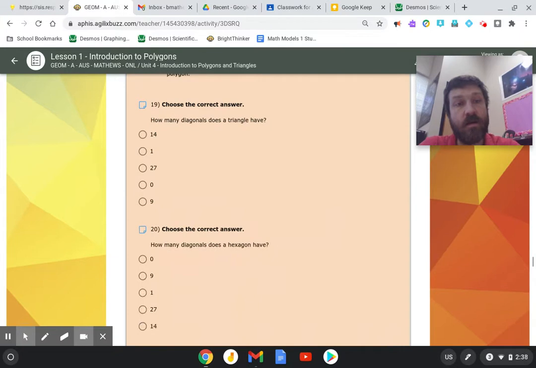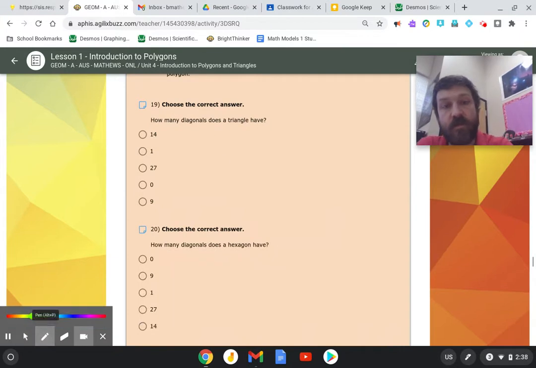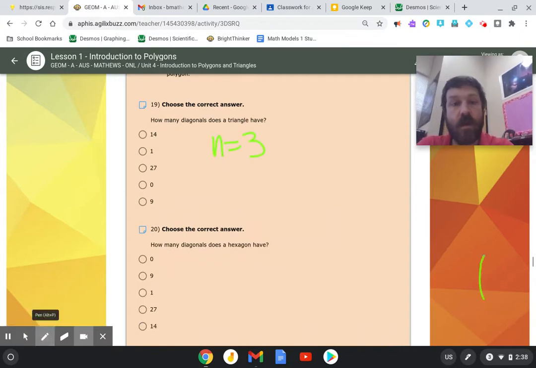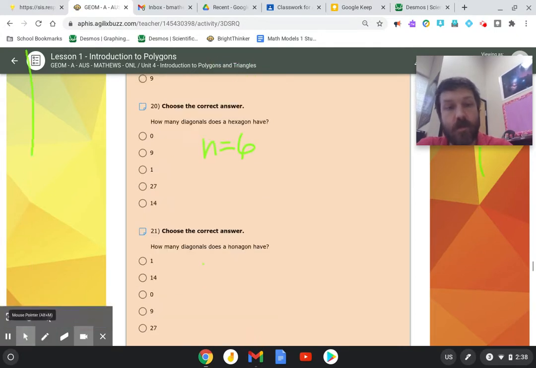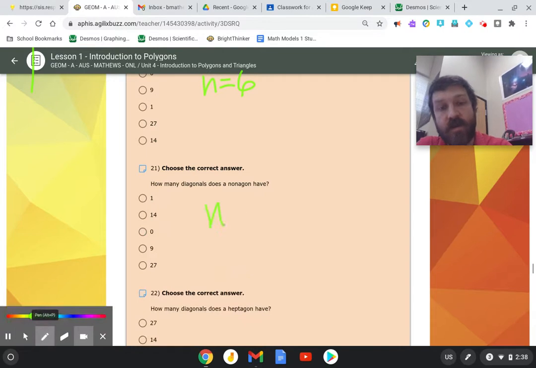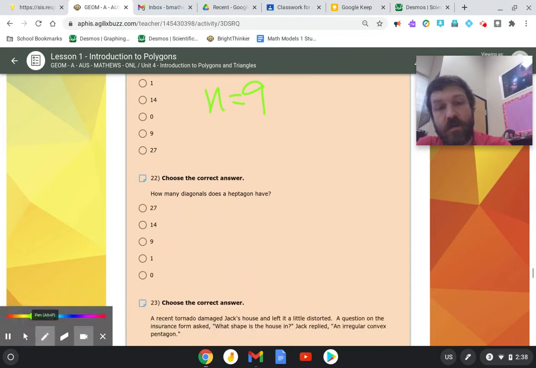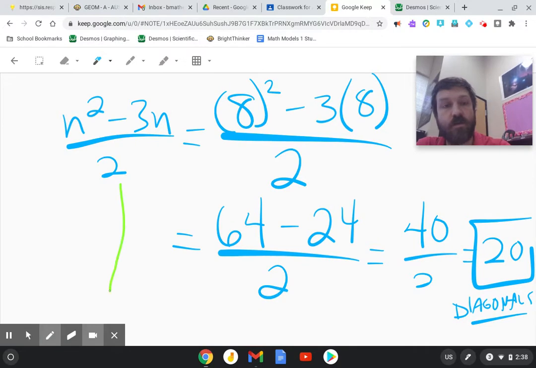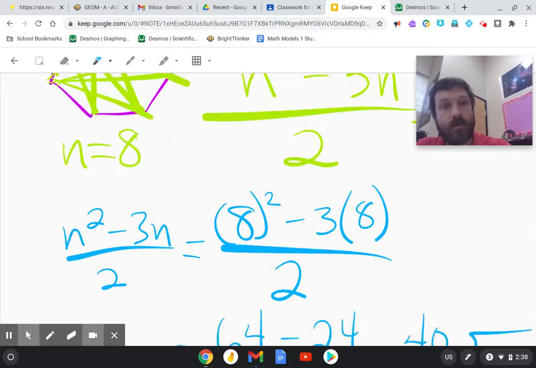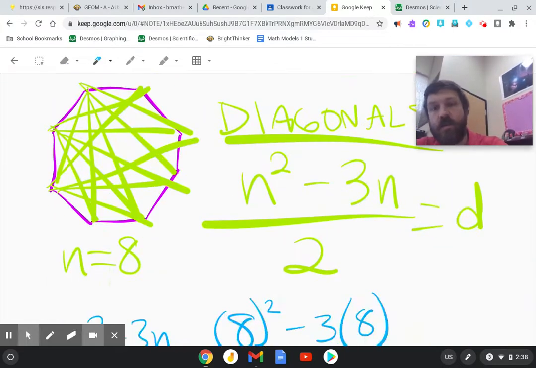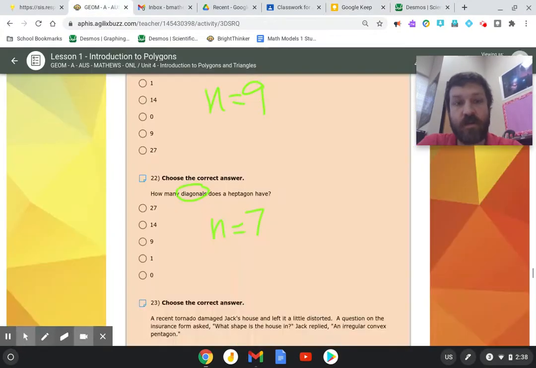And then starting here, we have how many diagonals does a triangle have? That means you have an n value of 3. How many diagonals does a hexagon have? That's an n value of 6. What about a nonagon? That's an n value of 9. Heptagon, that's an n value of 7. So in all of those, you're finding the diagonals. So you're going to use this formula that I just showed you right here. You're going to use this diagonal formula to find the diagonals of those different shapes.